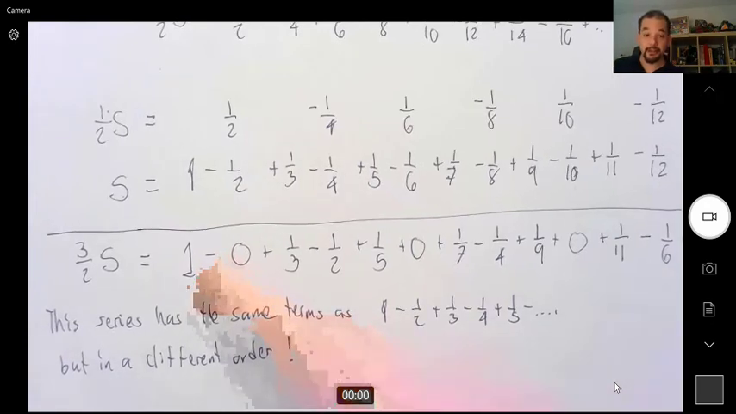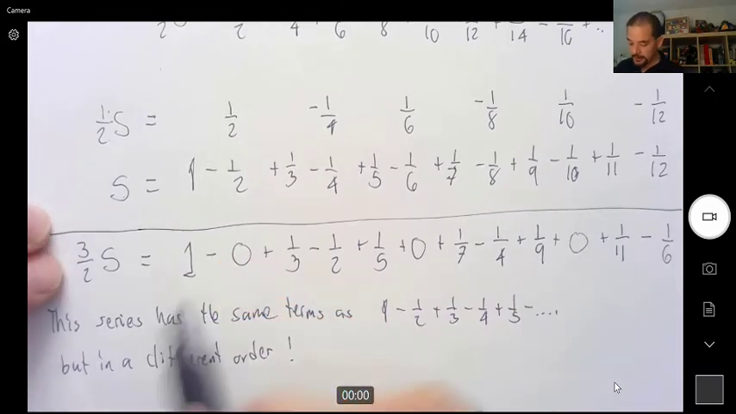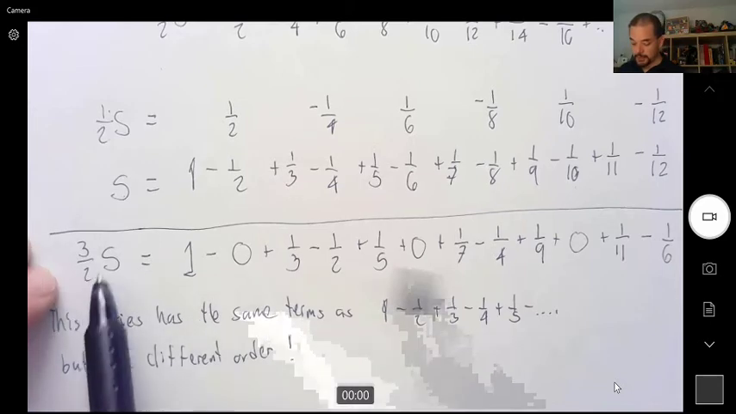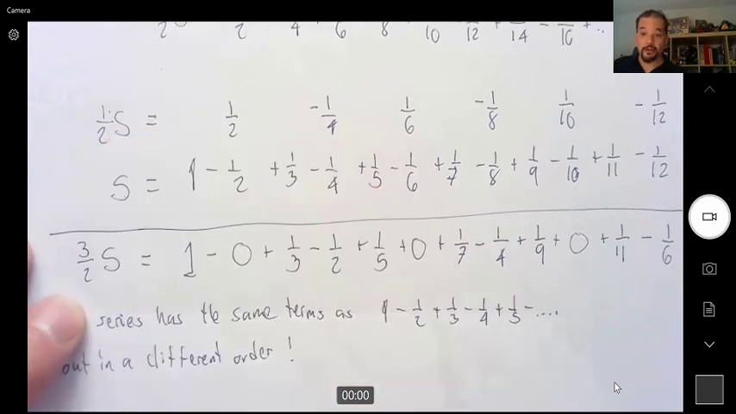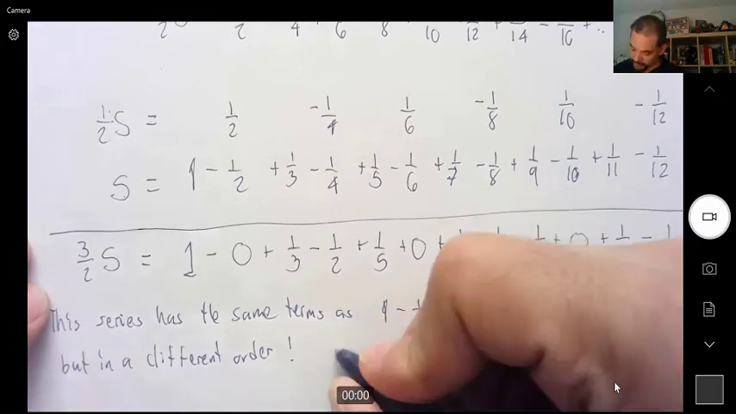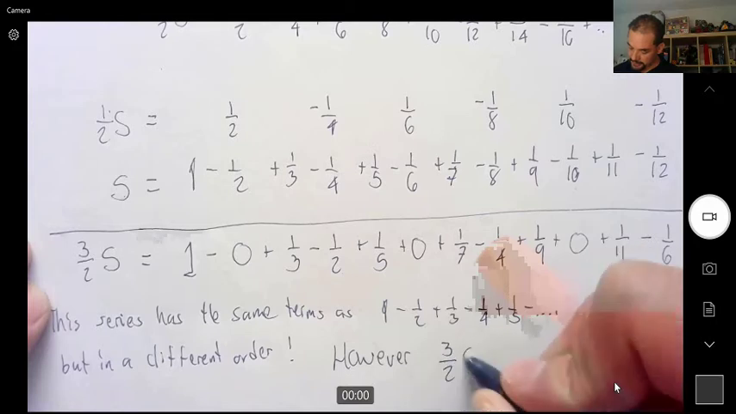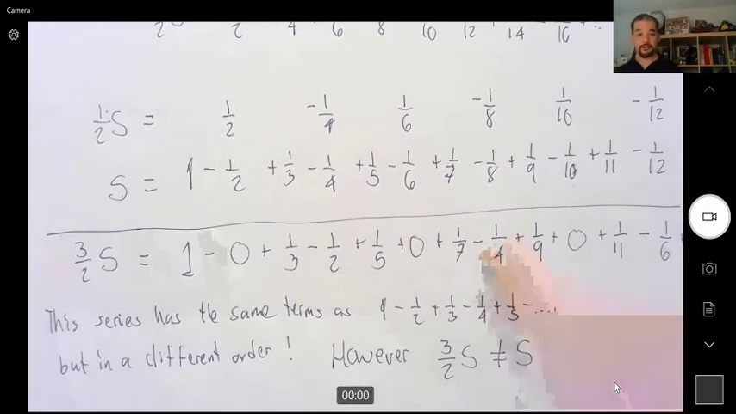By having that, it turns out it's impossible that the answer is the same, because then it would mean that 3/2 of s equals s. It would mean that s is 0, and s is definitely not 0, the answer to this series, right? However, 3/2 of s is not the same as s. So something is wrong here, right?